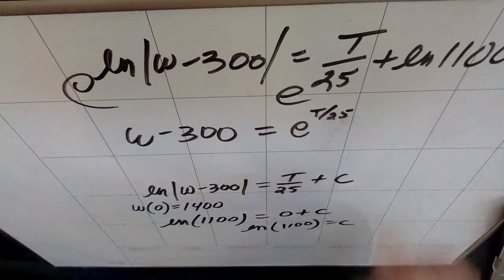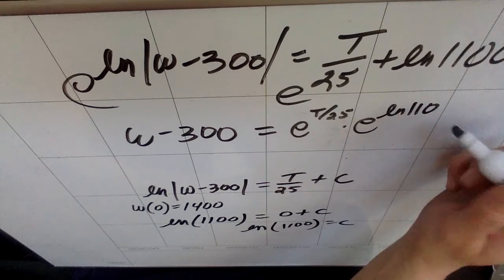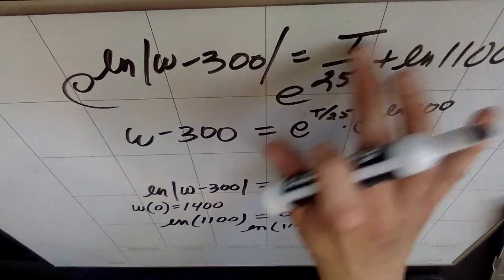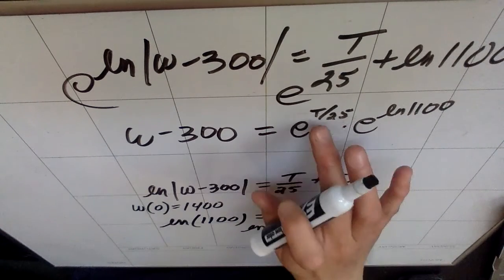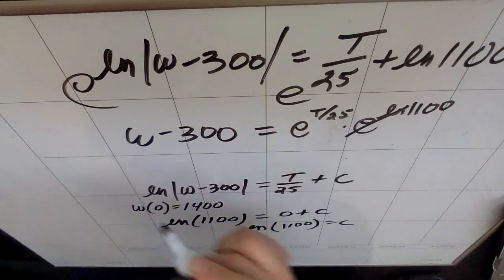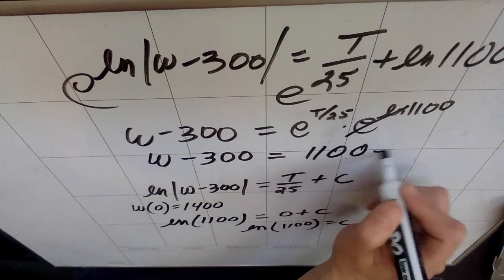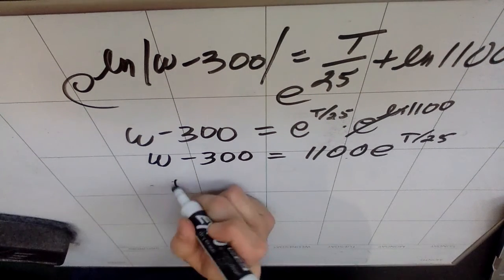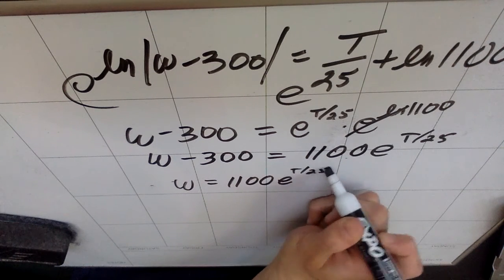Now, you could leave this as plus natural log of 1100, but most of the time we rewrite it as an e to the natural log of 1100, because that's how you deal with exponentials. When the exponent has a sum, you can split it into two different terms: e to the t over 25 times e to the natural log of 1100. These guys are going to cancel, just giving me an 1100. So I'm going to get W minus 300 equals 1100 e to the t over 25. And then I'd add the 300 over, and I'd get that W of t is 1100 e to the t over 25 plus 300.